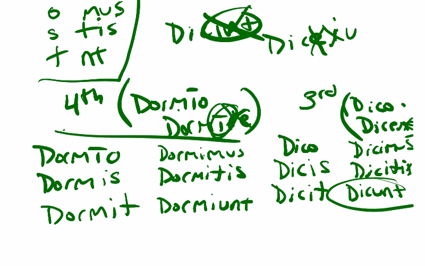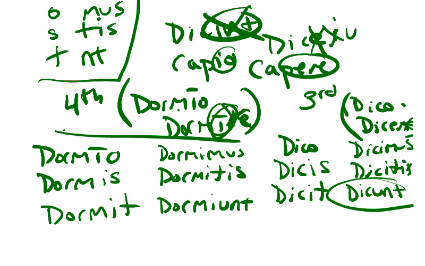If I was doing this with even a third IO, where you have IO, like a third IO example, capio, capere, where that looks third, but the IO tells me it's fourth, right? Third IOs would even act like this: capio, capis, capit, capimus, capitis, capiunt. Okay, so any fourth or third IO will act like this.